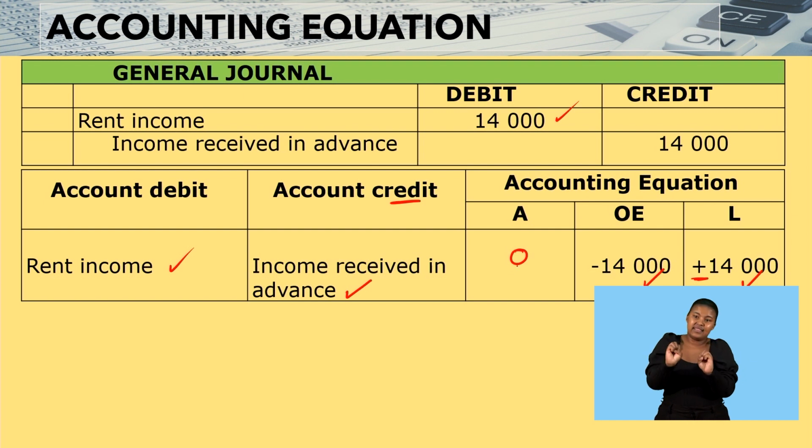I'll repeat it again. When we have received income in advance, we will debit our rent income. Therefore, we come to owner's equity, because once we debit rent income, we are decreasing our income. So it's a minus 14,000. And we credit income received in advance, so we come to our liabilities, it's a plus 14,000. Assets, no effect.